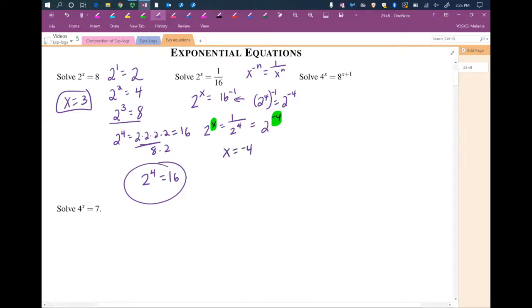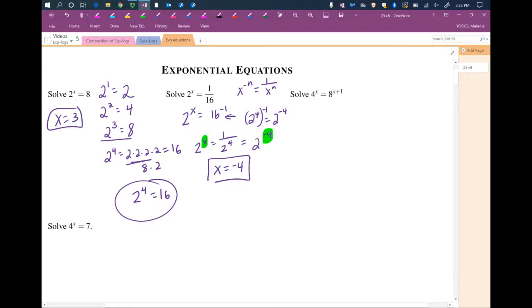X equals negative 4. Solve 4 to the x equals 8 to the x plus 1. If you noticed, the first two had common bases, right? This was 2 to the x, and this is really like 2 cubed. And this was 2 to the x and 2 to the negative 4. So can I get these in terms of the same base? Sure I can. 4 is 2 squared. And we know 8 is 2 cubed.